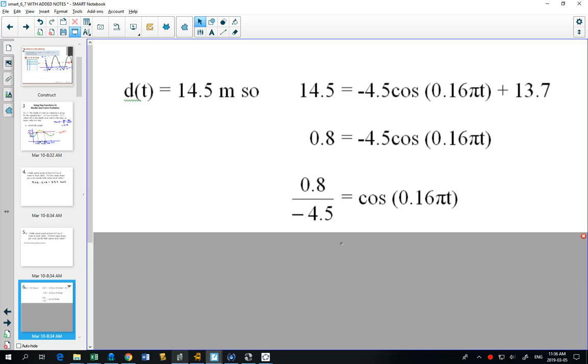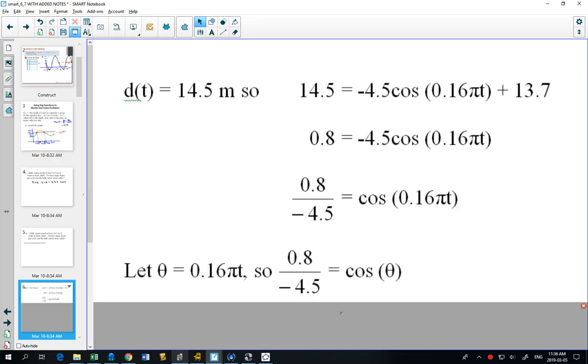That gets cos by itself. The other thing that this question has is a bunch of extra stuff inside of cos, which makes a horizontal stretch. How do we deal with that? Well, we're temporarily going to say, if theta is equal to 0.16 pi times t, then my equation that looks complicated changes into something that looks easier to work with.